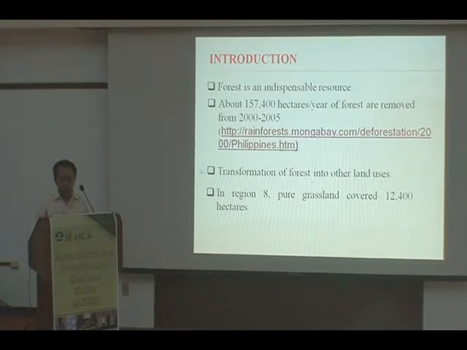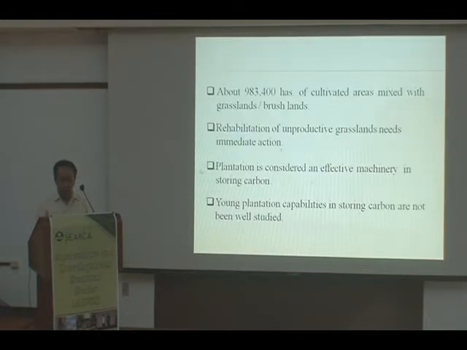As a result of this destruction, there is transformation of forest into other land uses, and one of these is the transformation of forest into a grassland ecosystem. In Region 8, grassland ecosystem accounts for about 12,400 hectares. Aside from that, there are about 983,400 hectares of cultivated areas mixed with grassland and brushland. Considering that grassland is very unproductive, not only in agriculture but also in forestry, we really need to rehabilitate this unproductive grassland, not only for agriculture but also for other uses.